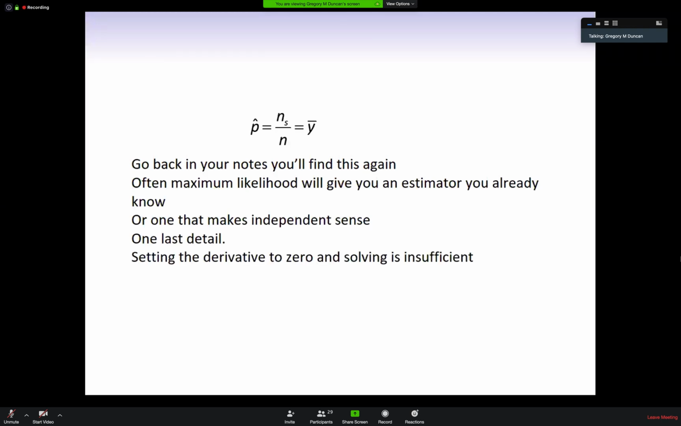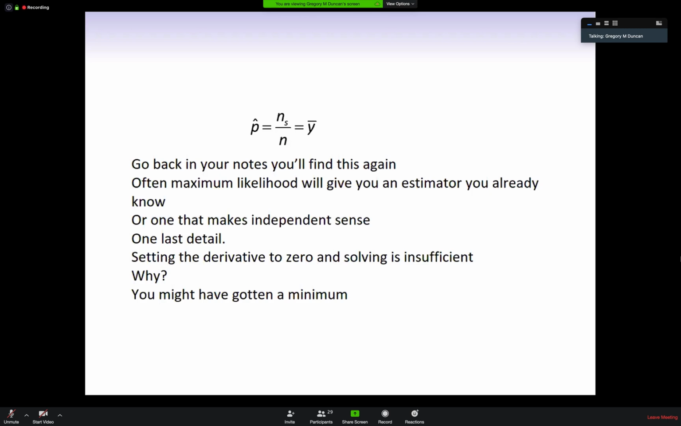One last detail. Setting that derivative to 0 and solving is insufficient. Why? You might have gotten a minimum. Remember that when you set the derivative equal to 0, you could have gotten a maximum, you could have gotten a minimum, you could have gotten a flat spot called a saddle point. You also could have gotten local maximums or local minimums.